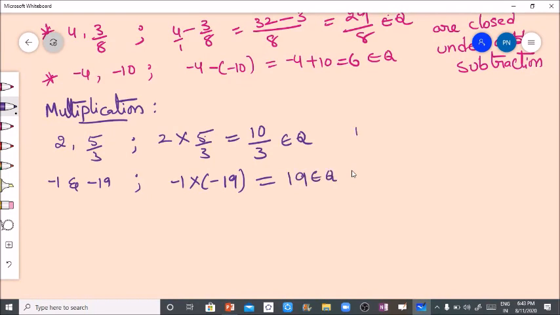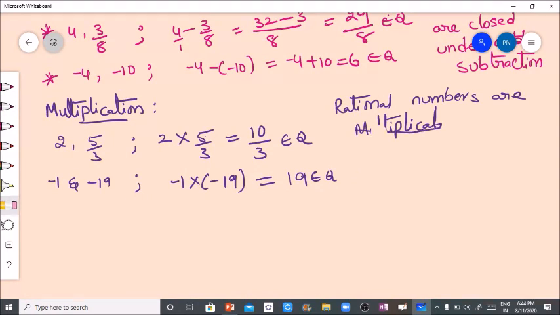So we can conclude that rational numbers are closed under subtraction. Rational numbers are closed under subtraction.